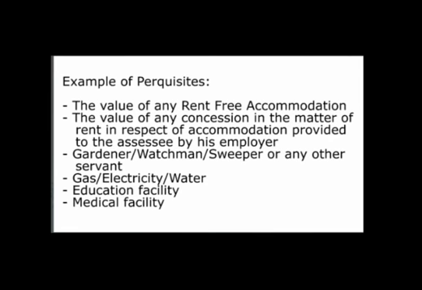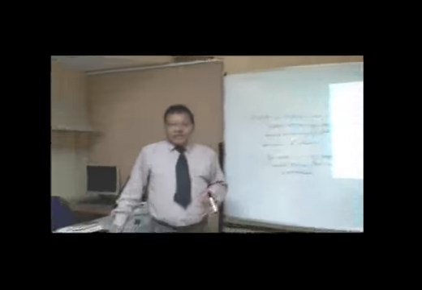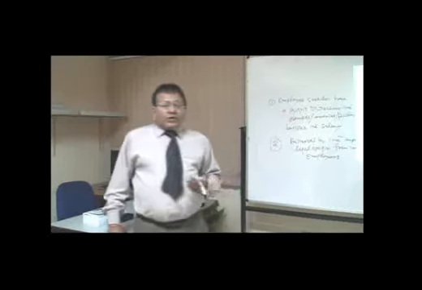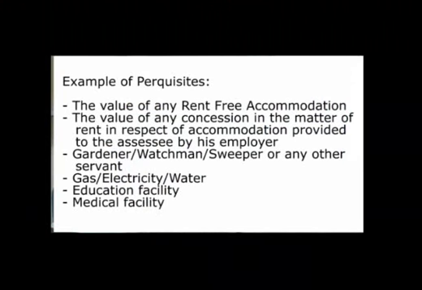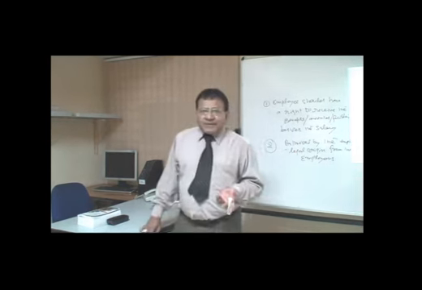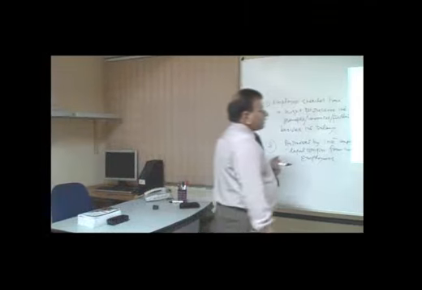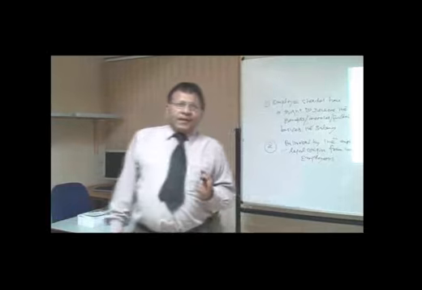The other example can be the value of any concession. The employer may give some concession in respect of the rent being charged from the employee for the accommodation provided by him. The third example can be the provision of a gardener or watchman or sweeper or personal attendant or similar facilities. The next example can be the provision of gas, electricity or water used by the employee for his household. Education facility, medical facility, provision of cars, or giving the expenses in respect of the car owned by the employee. These are some of the examples of perquisites which may be there in the hands of the employee.